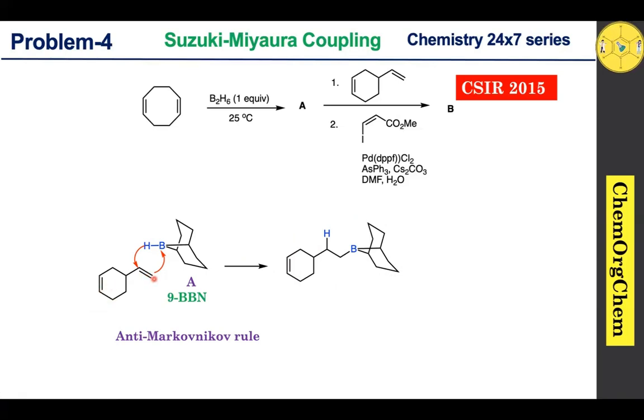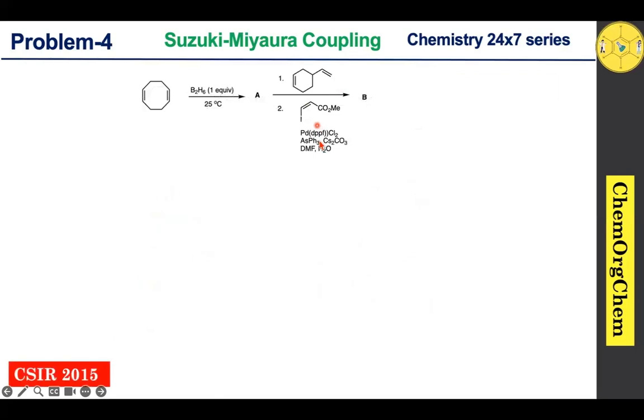Two alkenes are present in this particular substrate. However, hydroboration takes place selectively at the terminal position because this one is highly sterically hindered compared to this terminal alkene. So you should see the steric nature of this 9-BBN also. Let's move on. This trialkyl borane in the next step reacts with organoiodide under palladium catalysis. Once you see this reaction condition, most of you get a sense of this reaction. This is a Suzuki-Miyaura cross-coupling reaction condition.